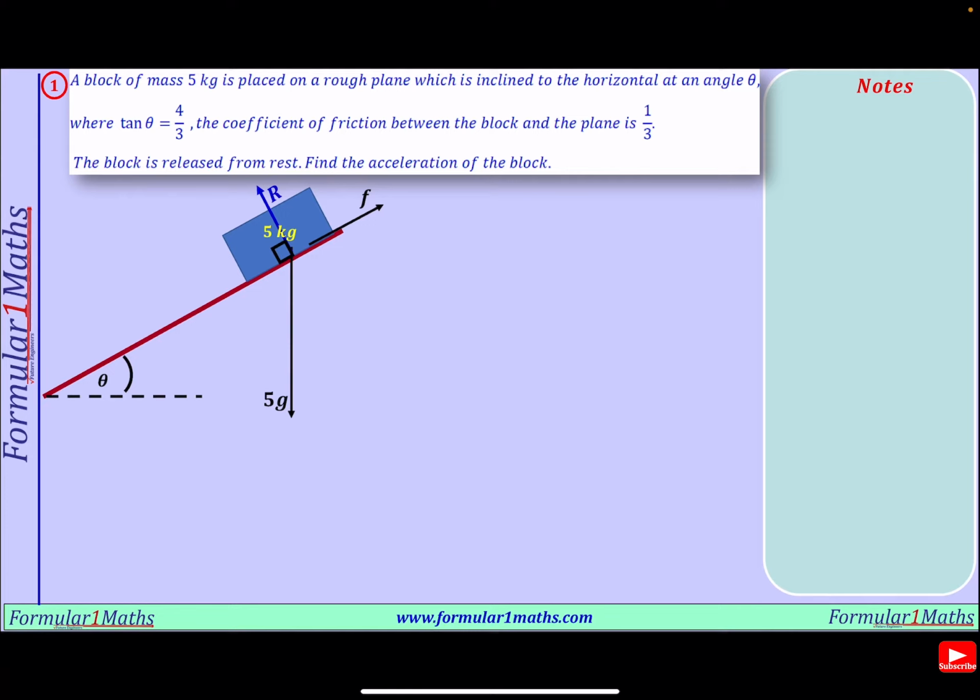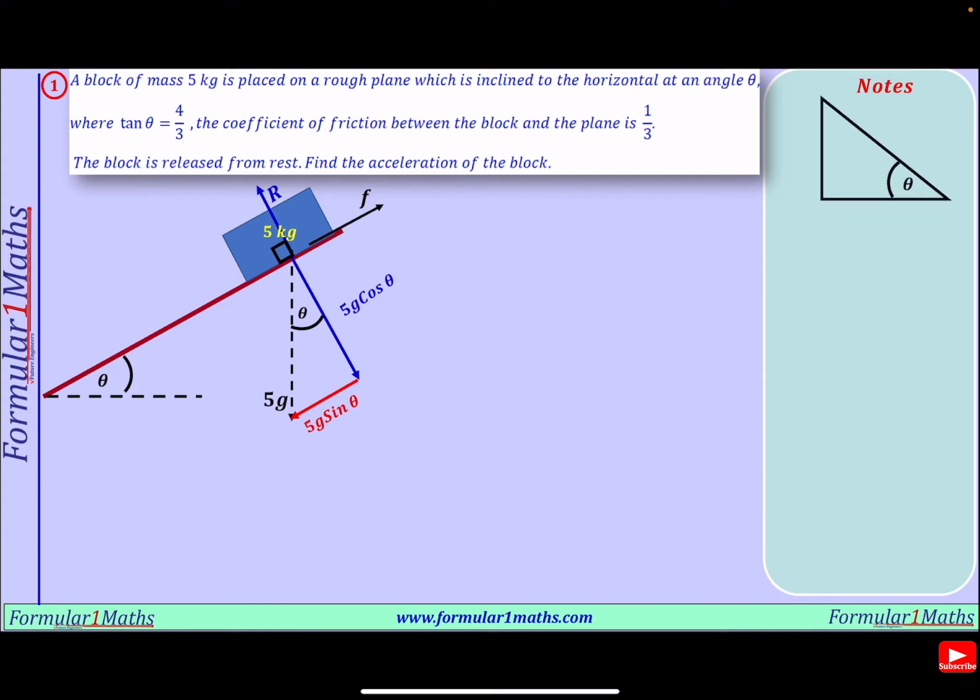We do not need to resolve the reaction force because it's perpendicular to the plane. And we do not need to resolve the frictional force because it's parallel to the plane, or along the plane. But we need to resolve the weight into two components, one perpendicular and the other along the plane. We know that this angle here is theta. And that makes this component 5g cos theta and the other component 5g sin theta.